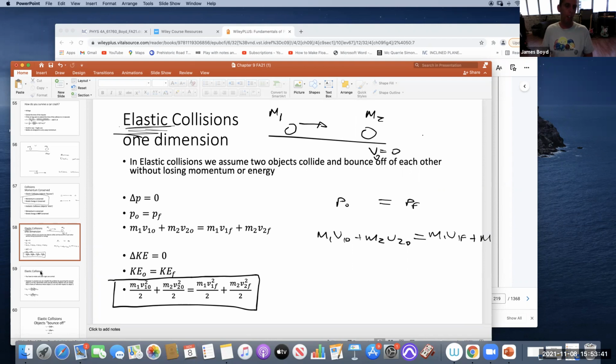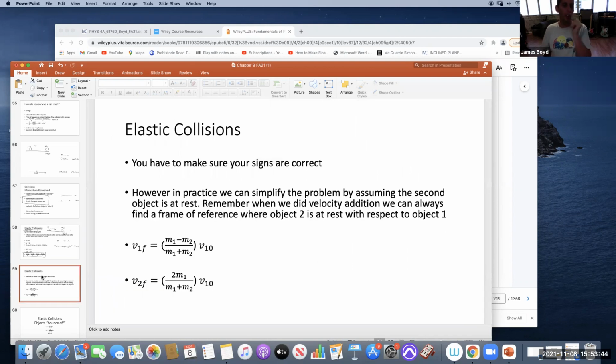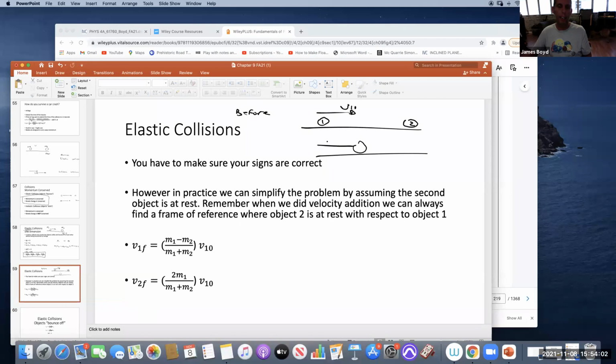Okay, so you always have to make sure that your signs are correct, meaning that before, or initial, we have v1 initial, and then say once they hit, 1 is moving off in the opposite direction, v1 final, and 2 is moving off in that way. This one would be negative. You have to make sure your signs are correct. We'll be doing one dimension, so just make sure you know your signs are correct.